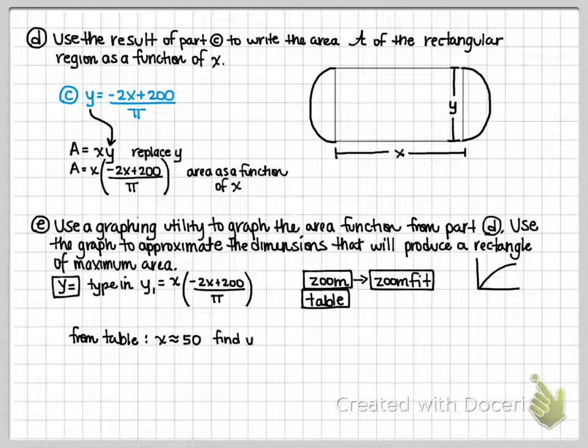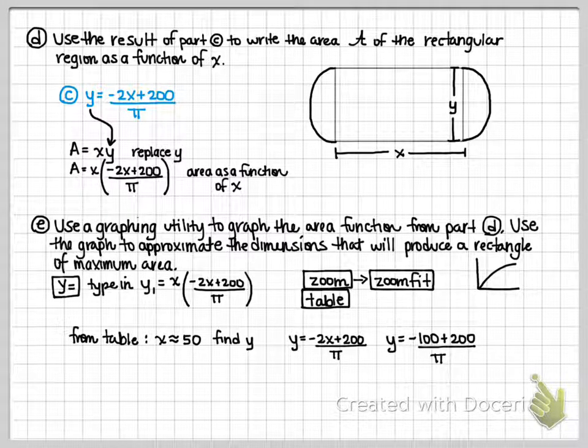To do that, I'm just going to go back up to my blue equation that actually related x and y. So bring that down here. Plug in my 50. So it's going to give me negative 100 plus 200 over pi. So I'm going to say that my y value is probably 100 over pi, which when it comes to dimensions of something, doesn't really necessarily make any sense. So in my calculator, I would probably do 100 divided by pi. So I would say that this y value is going to be approximately 31.8309.